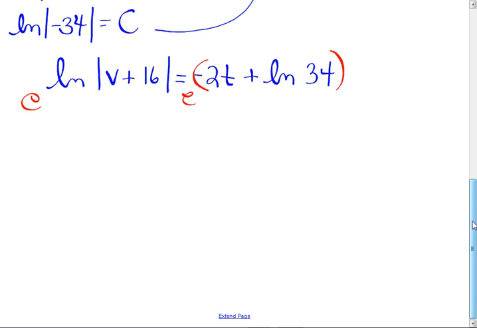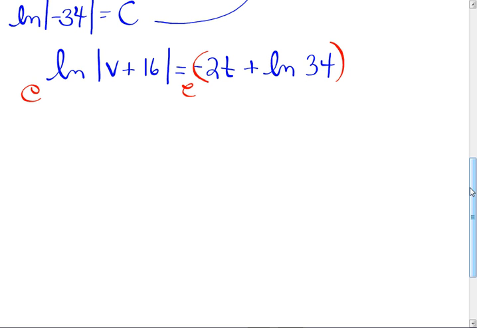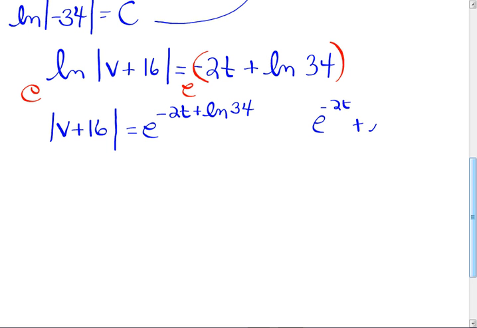Okay, so I'm going to get this ready. Well, what is this going to do? E to the log cancels out, right? Absolute value of v plus 16 equals e to the minus 2t plus the log of 34. And then, because so many students want to do this, they bring the log of 34 down and they make it e to the negative 2t plus e to the log of 34, and it's wrong. So that's a problem. So don't.